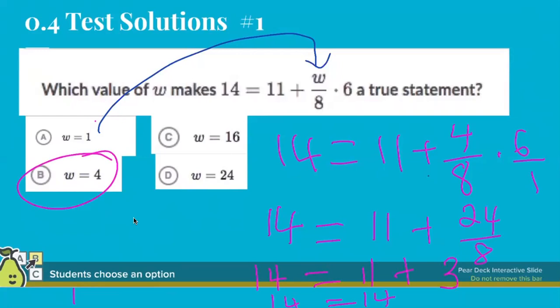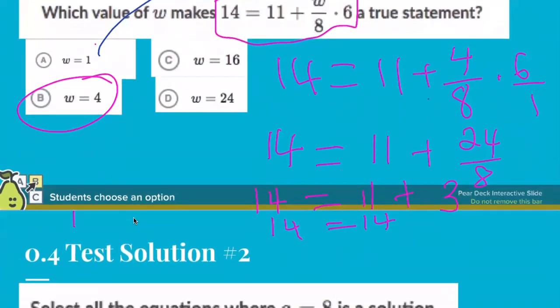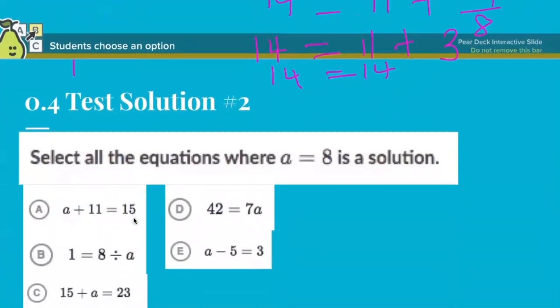All right, so that is one type of question that you will run into, where I give you the equation, I give you the options, then you tell me what the answer is, okay? So when I'm asking which value, if I have choices, I will plug it in, or we can solve the problem.